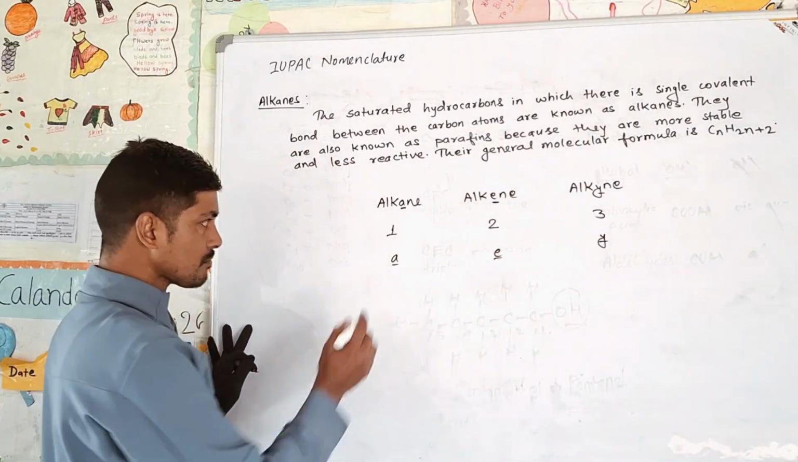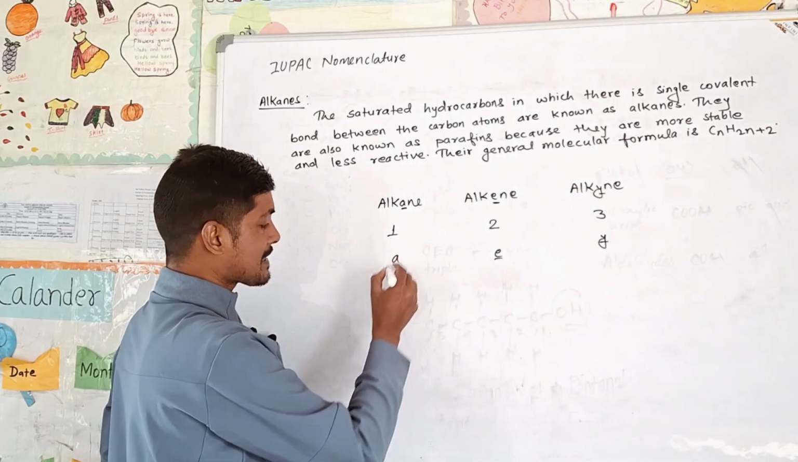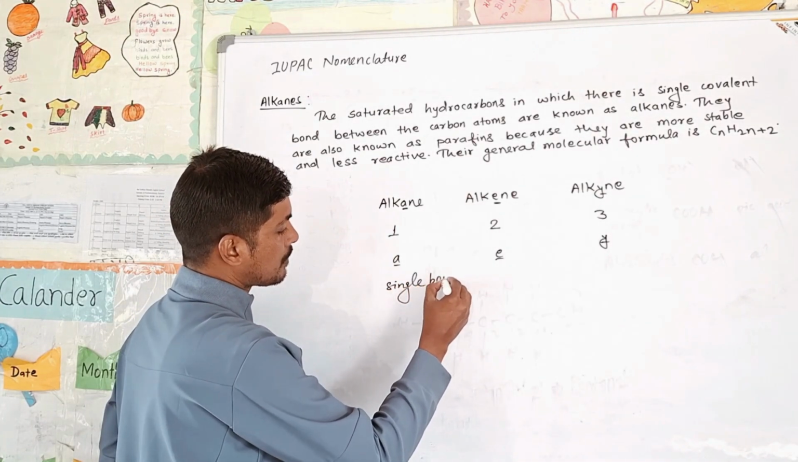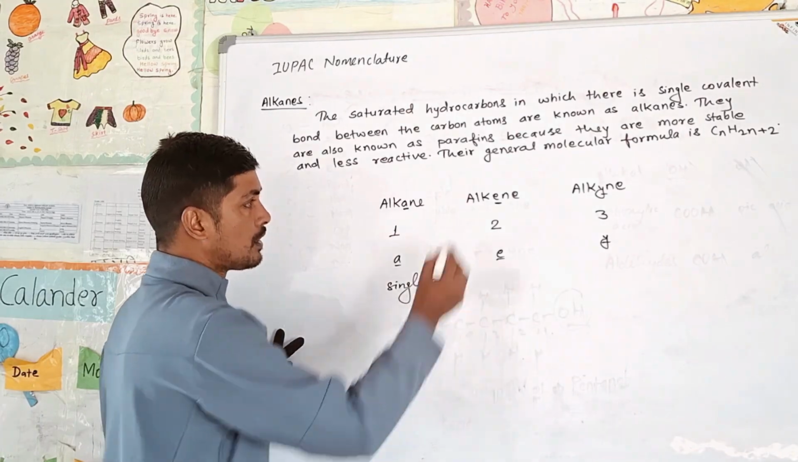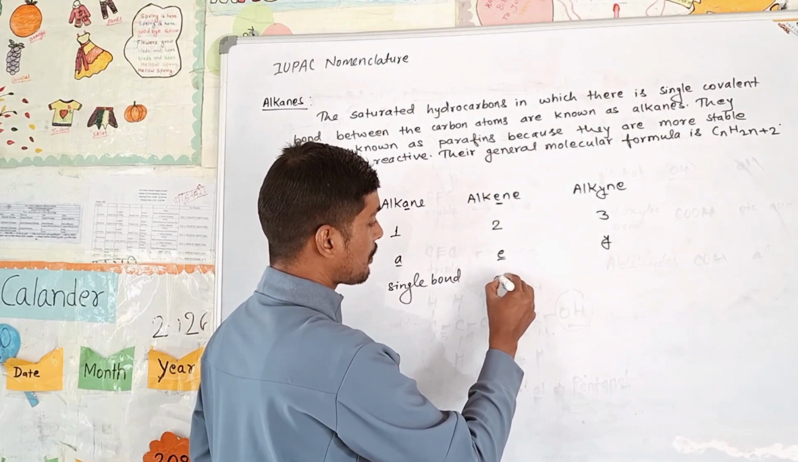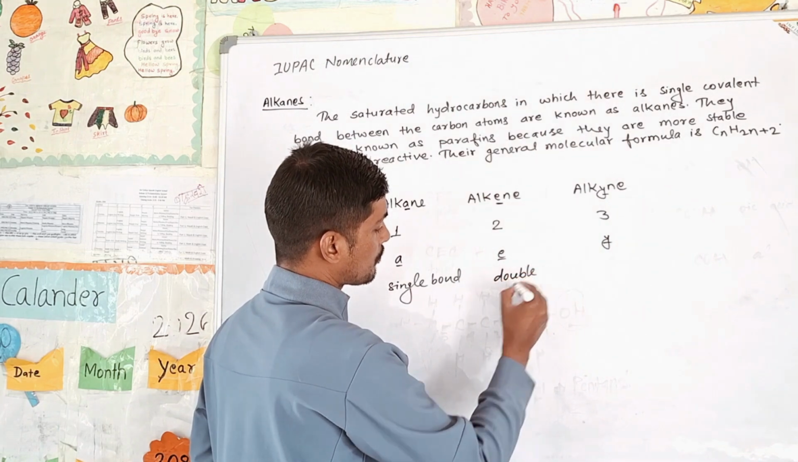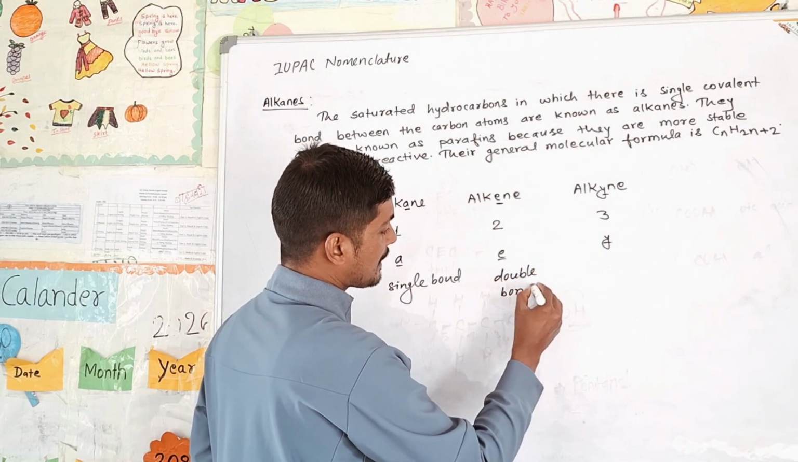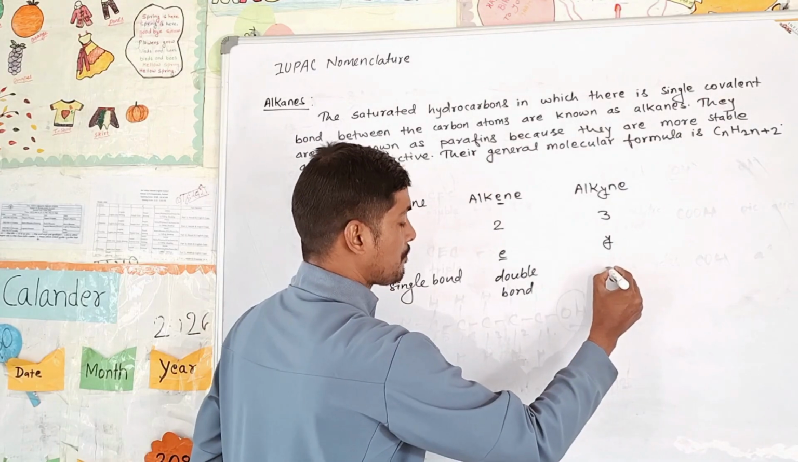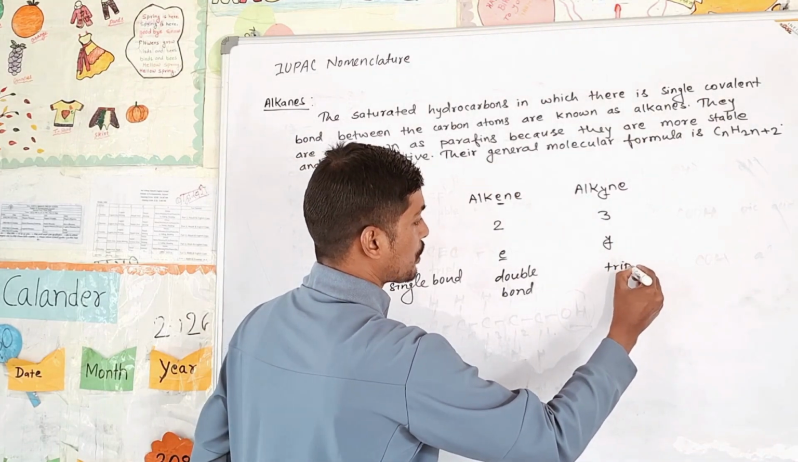Now, alkane, as it comes in number 1, there is single bond between the carbon atoms. Alkene comes in number 2, so there is double bond. And alkyne comes in number 3, so there is triple bond.